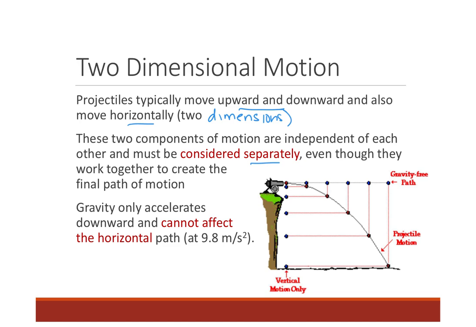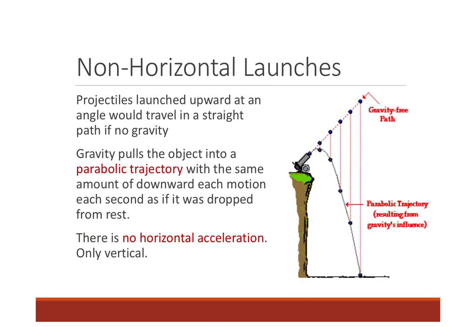Again, gravity only affects that upward-downward path, so it only accelerates in a downward direction and does not affect the horizontal path. And again, I should really have put this here: the change for acceleration downward is going to be our standard acceleration of gravity, which is 9.8 meters per second squared.